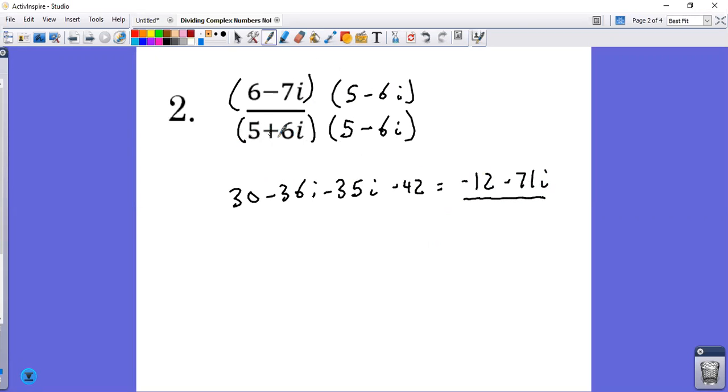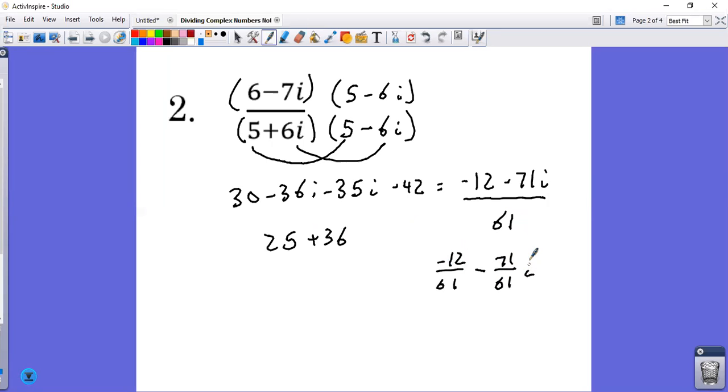Over, again, when you do the conjugates, you just have to worry about 25 and negative 36i squared would be plus 36. So what is that? 50, 61? I think that's 61. So you'd write negative 12 over 61 minus 71 over 61i.